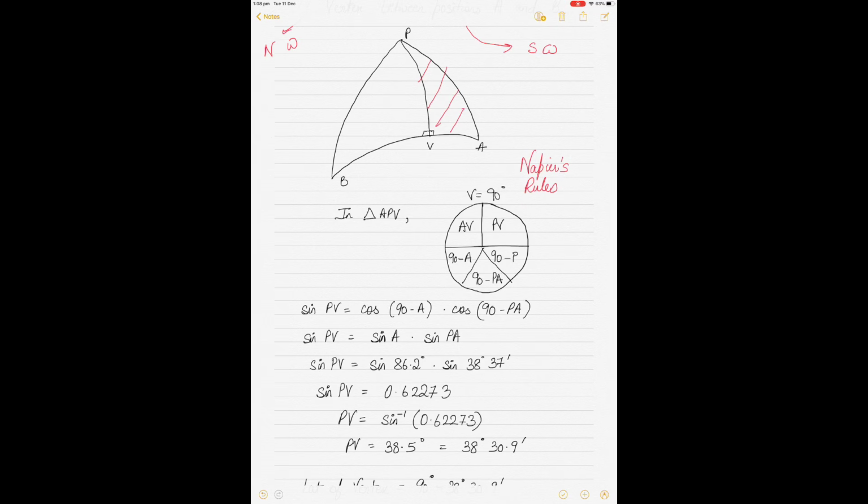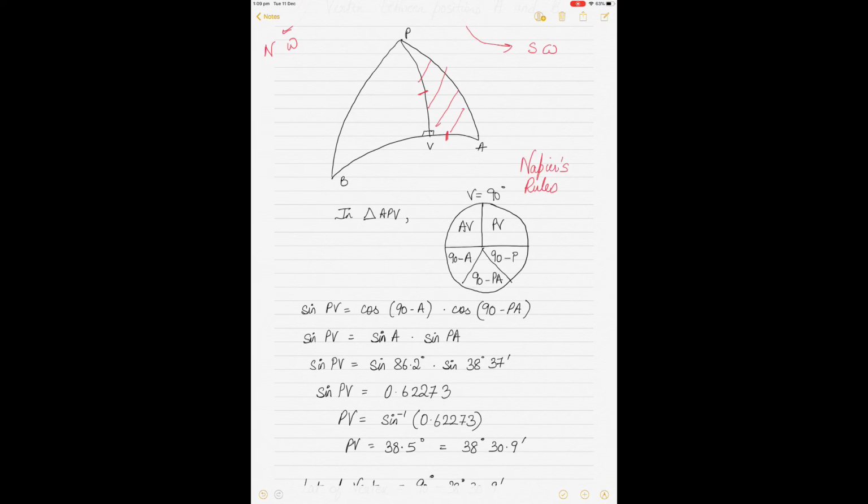Here the vertex angle is 90 degrees. You write down AV, which is the side next to the vertex angle, and PV, it can go in any order. Then the angles opposite to it with the 90 degrees minus, and then the remaining side, which is 90 minus PA. Alright, so I repeat myself. You write the right angle triangle, V 90 degrees, outside the circle. Write the sides next to it. AV and PV are the sides next to the 90 degree angle. Then the angle opposite PV is A, so you write 90 minus A. The angle opposite AV is P, you write 90 minus P. And then the remaining side is PA, you write 90 minus PA.